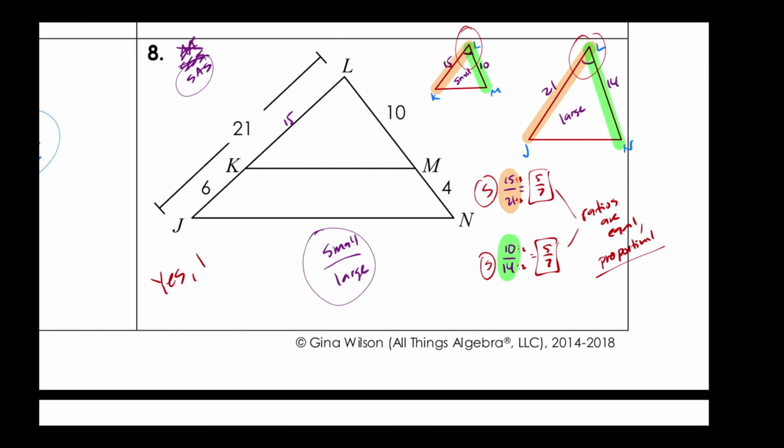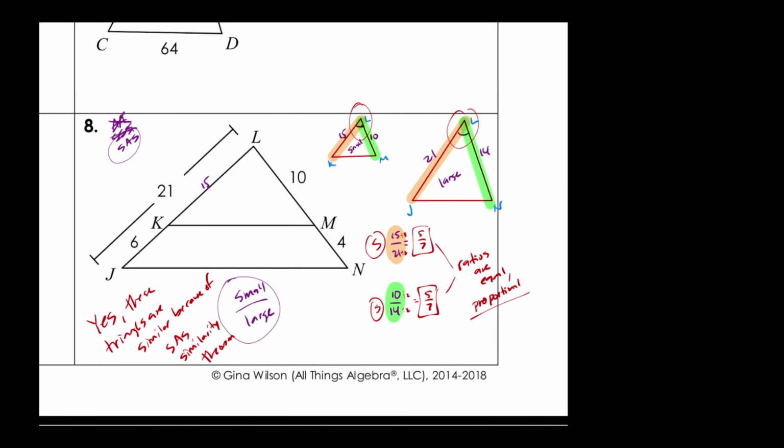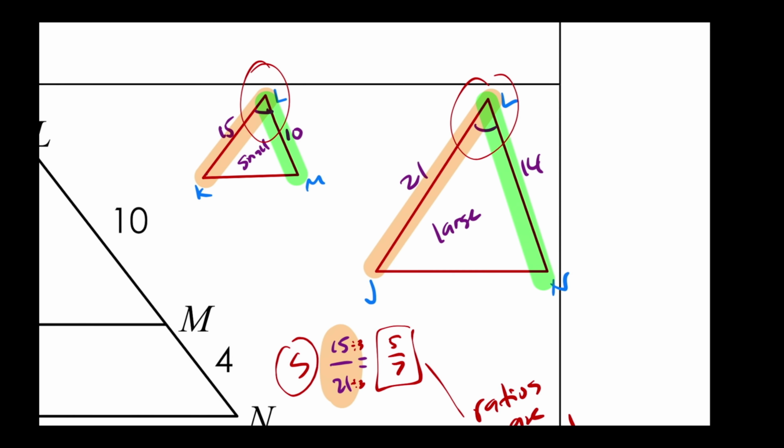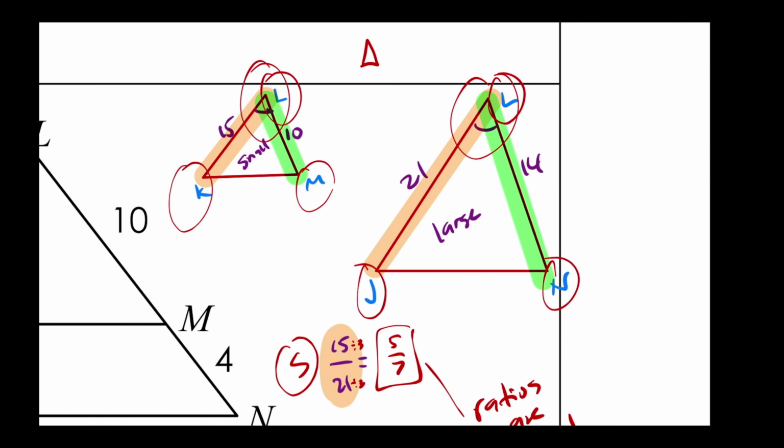Yes, these triangles are similar because of the SAS similarity theorem. Okay, and then if we look here, we know L and L match, we know J and K match, and then N and M match, so we can say triangle KLM is similar to triangle JLN.